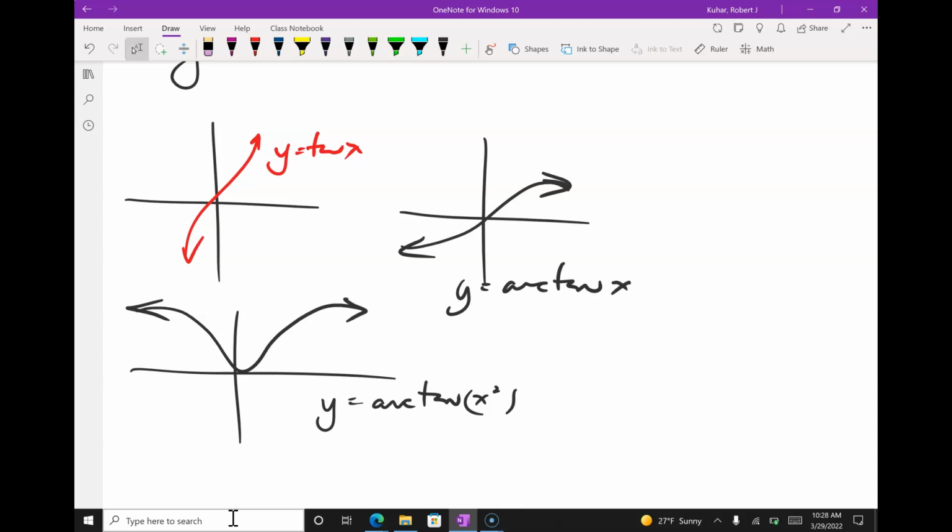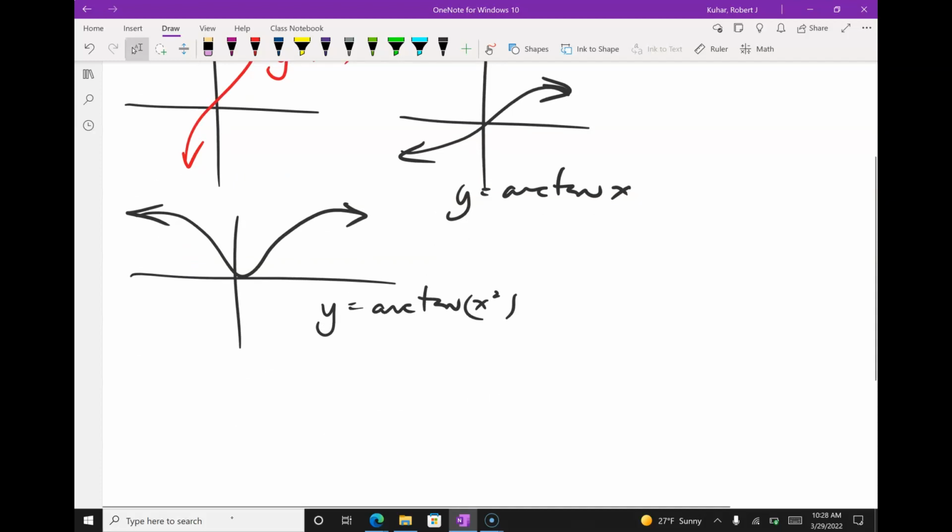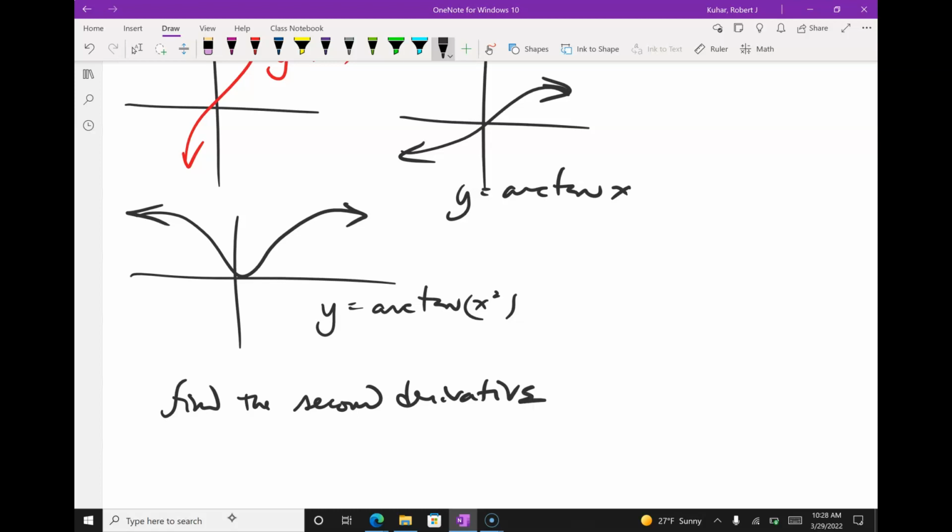Yes? Yeah. Good. Instead of doing the whole thing, let's just find the inflection points. I'd like just to find the inflection points. So what do I need? So find the second derivative and the inflection points.